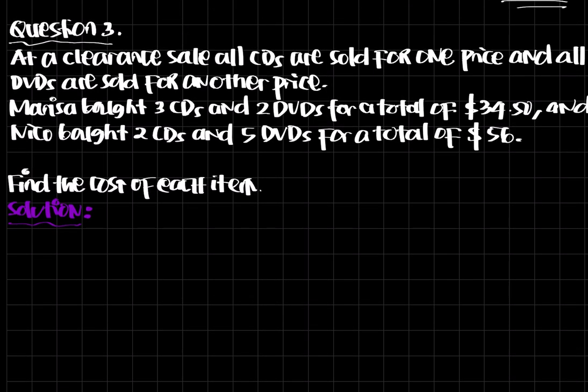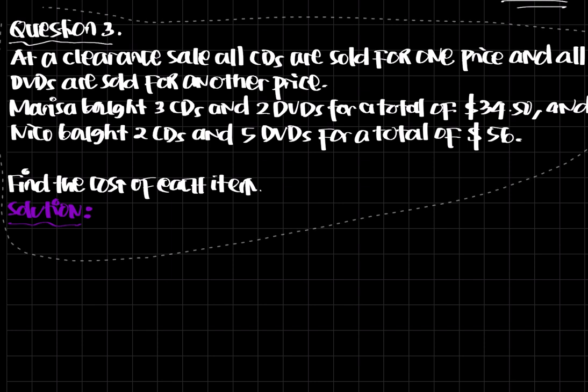Okay, question 3. At a clearance sale, all CDs are sold for one price, and all DVDs are sold for another price. Marisa bought 3 CDs and 2 DVDs for a total of $34.50, and Nico bought 2 CDs and 5 DVDs for a total of $56. The question: find the cost of each item. So we have to find out the cost of each item, DVDs and CDs.